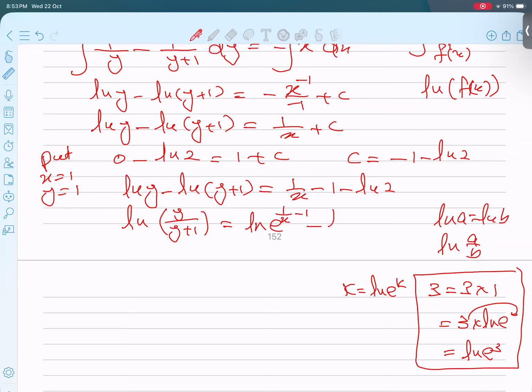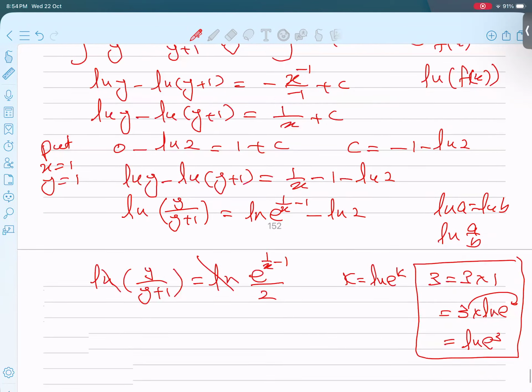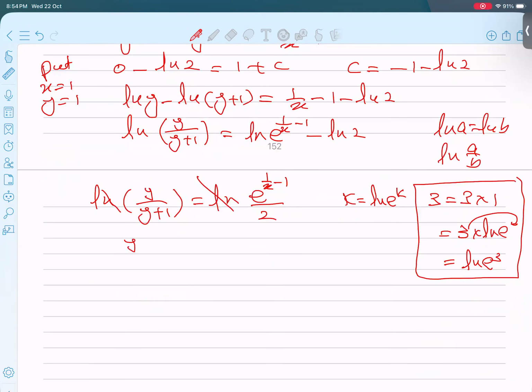And afterwards minus log of 2. Again a negative comes, so the same property applies. I can say this up and this down. So I'm writing now logarithm of y over y plus 1, and here I'm writing log of e to the power 1 by x minus 1, over 2. And the log cancels from both sides. But we have to make y the subject. The game is not finished yet. So I'm going to make it.